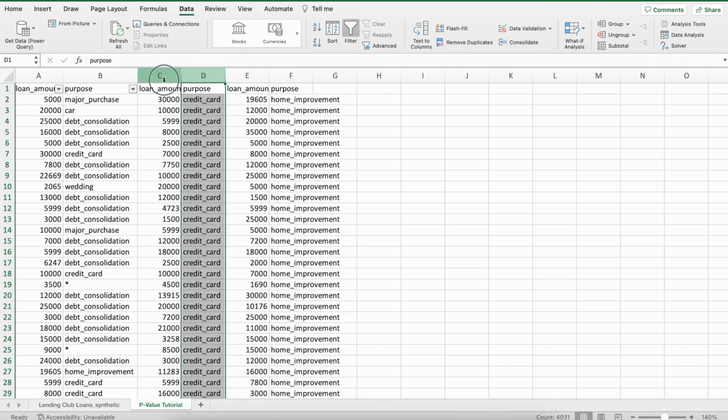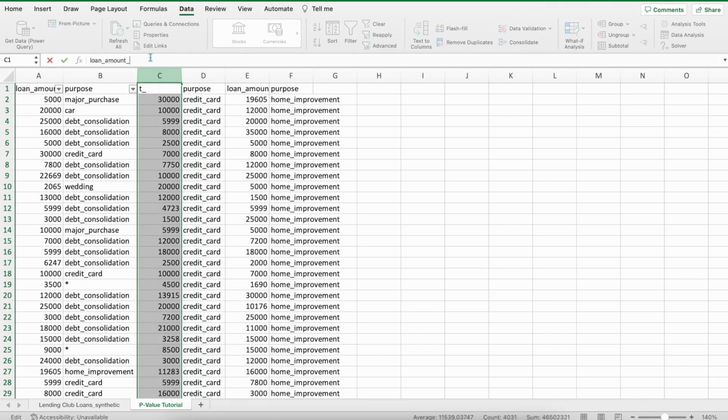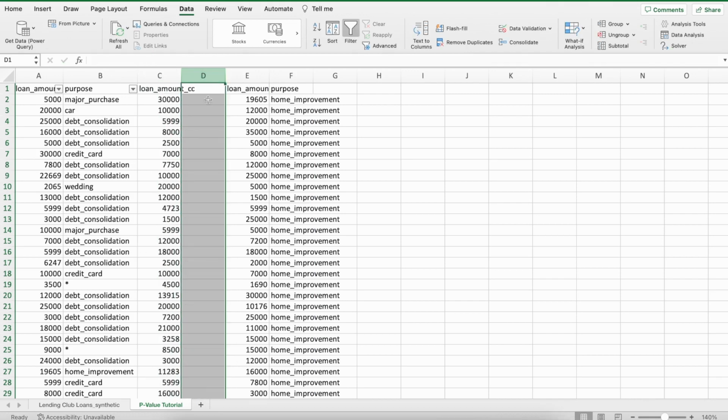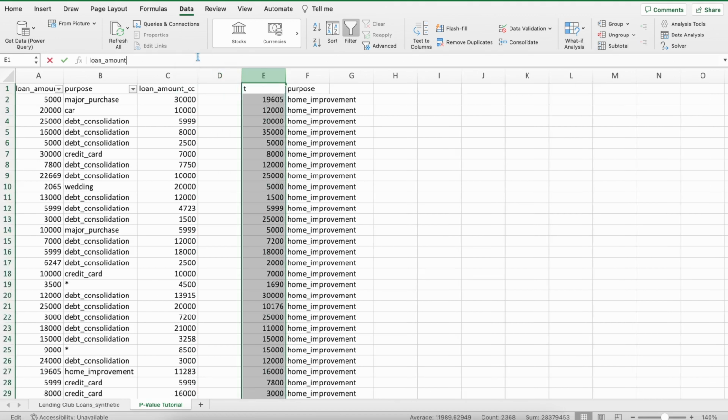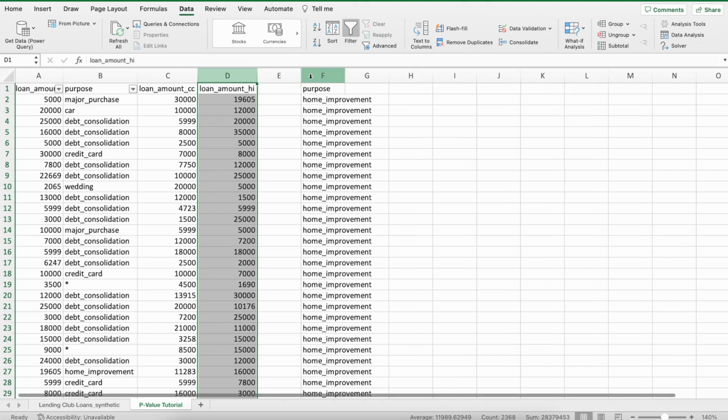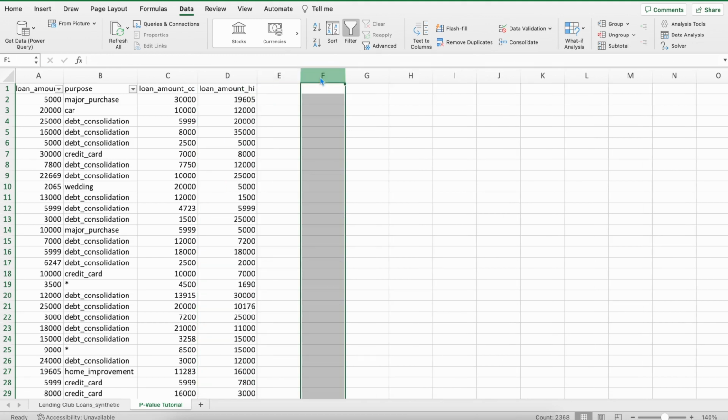You don't have to keep these here, because what you can do is just put credit card. I'll just put CC, and then you can delete this, right? We just need it as an indication for the time being to know what values we're dealing with and what the values in this column mean, right? And then we can do the same here. We'll just put HI for home improvement, right? I'll move this across to here, make it a little bit bigger, and again we can delete the purpose, right?